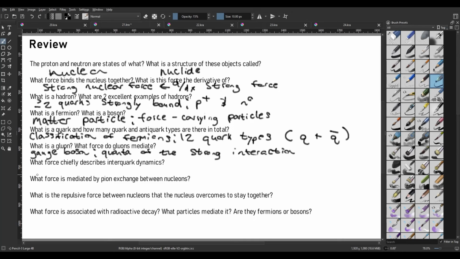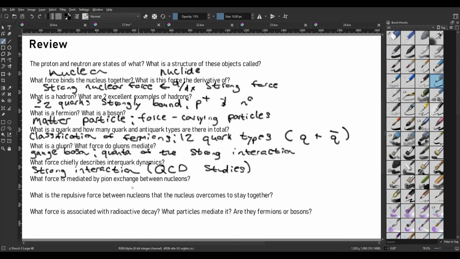What force chiefly describes interquark dynamics? And this is going to be the strong force, again, the strong interaction. And the study of this is called quantum chromodynamics. Chromo meaning color, that is the symmetry in the strong force. When describing it, we abbreviate that as QCD. It studies this.